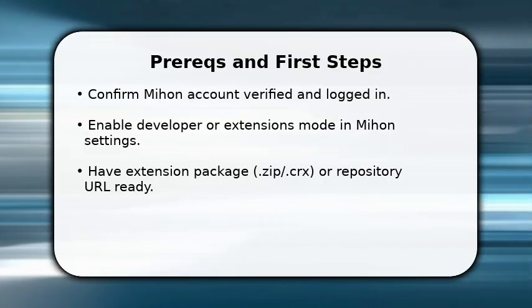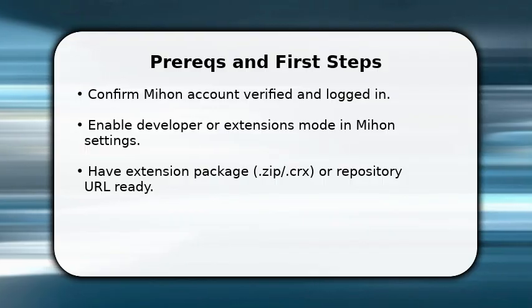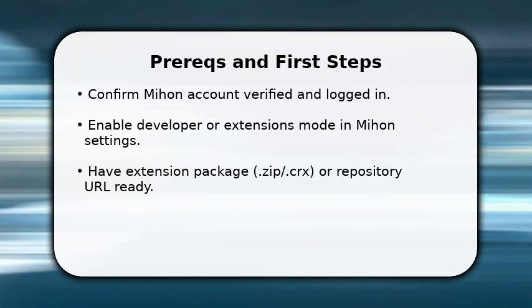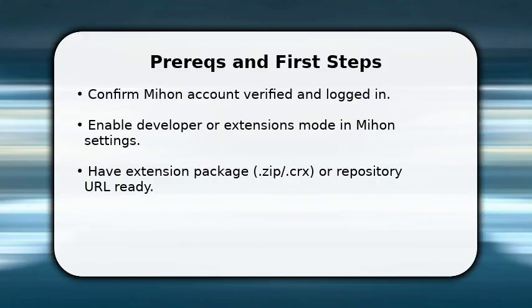Once done, prepare the extension files, either the zip/crx package or the repository URL. You do this because Mihon blocks unsigned installs by default, and enabling developer mode lets you load trusted files directly. This is the shortest path to begin the install process without delays.